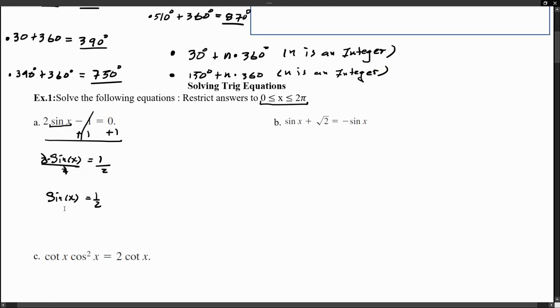We want to find values of x. We want to find angles that, if I plug into the sine function, get me 1/2. Well, we know 2 of them.